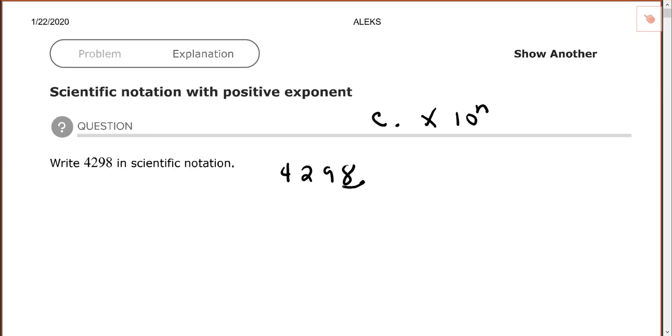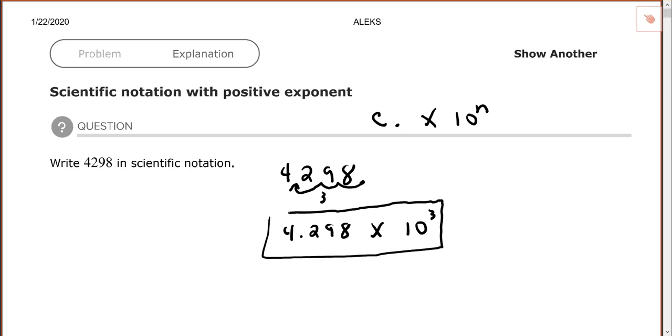So I move it over 1, 2, 3 places. That's going to be my exponent. Since I started off with this whole number and I had to move my decimal over 3 places to the left to write this in scientific notation, the same number written in scientific notation will be 4.298 times 10 to the third.